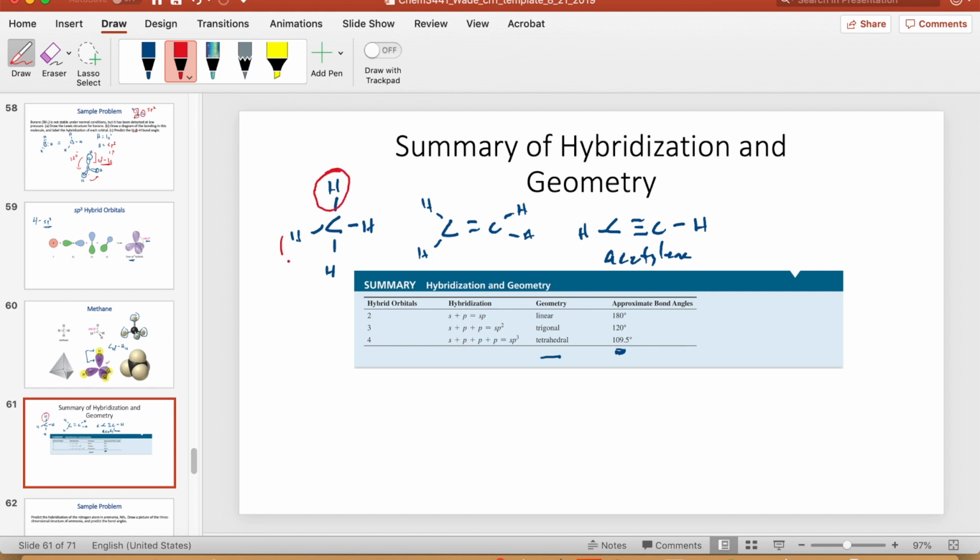So 1, 2, 3, 4. That tells me sp3, tetrahedral. Here I have 1, 2, and then all of this counts as 1. This tells me I have sp2, trigonal planar, 120. Here I have only 2, 1, 2. That gives me sp, which means I have 180, or linear.